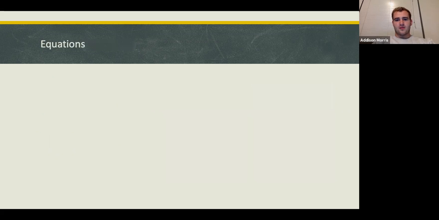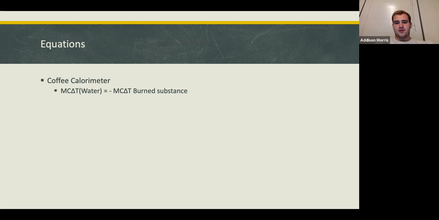Next, I just want to go over some of the equations that apply to each one. For the coffee cup calorimeter, like I said, use the MCAT equation. You set the MCAT of water equal to the negative MCAT of the burned substance, because what's being burned is giving off energy, so it's negative. The water is receiving energy, so that's why it's positive. And you just fill in all the variables.